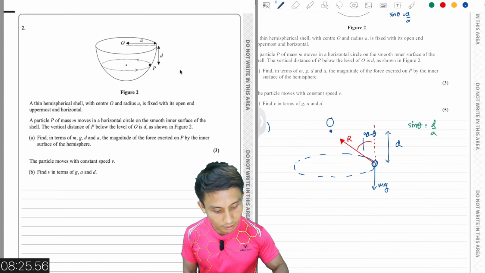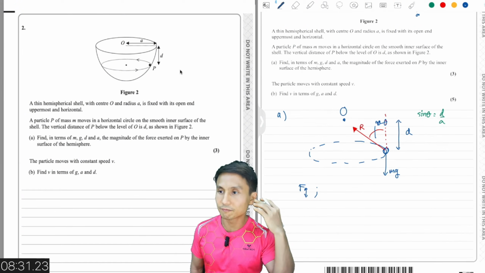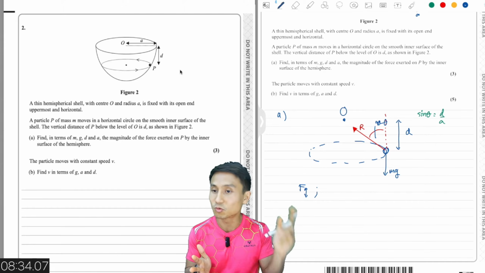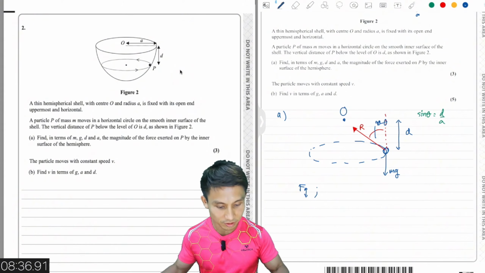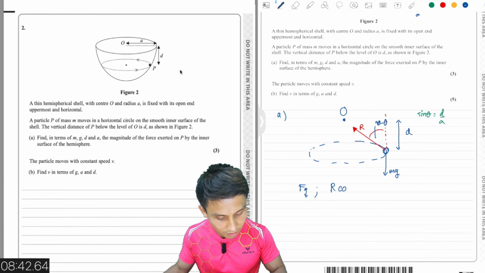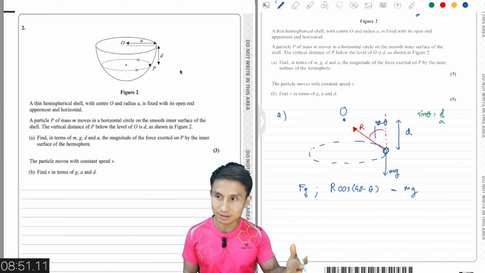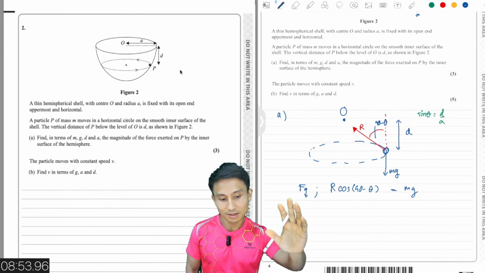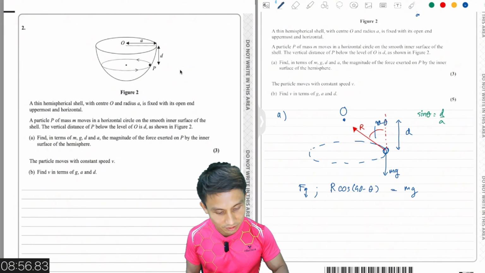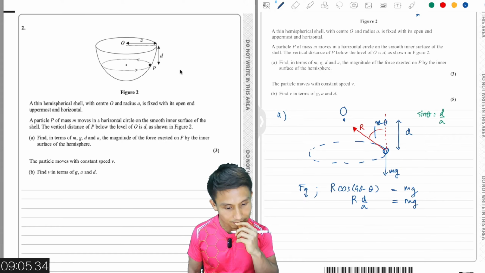So if we do force, F vertical, because the vertical direction should be in equilibrium because it doesn't move up or down. It's just moving in a circular motion. So we're going to resolve the vertical forces first. That means R cos(90 minus theta) is going to be equal to mg. Well, cos(90 minus theta) is just sine theta, which is D over A. So this is R sine theta, which is D over A, equals mg.